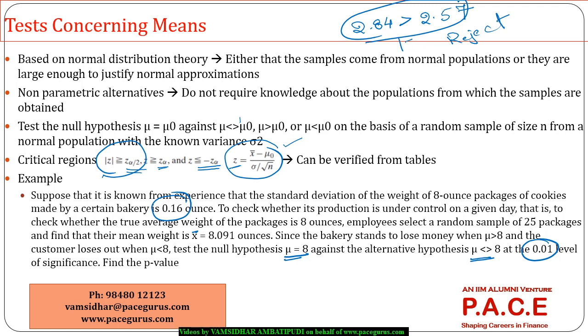The mean weight is not coming out to be 8. It is much higher than 8. So there is a difference. Mu is not equal to 8. Mu is, in this case, much higher than 8.